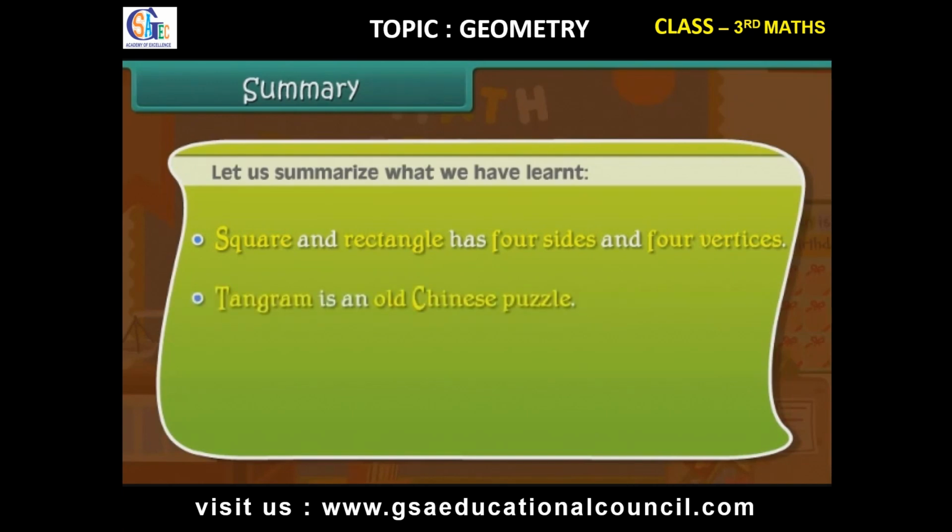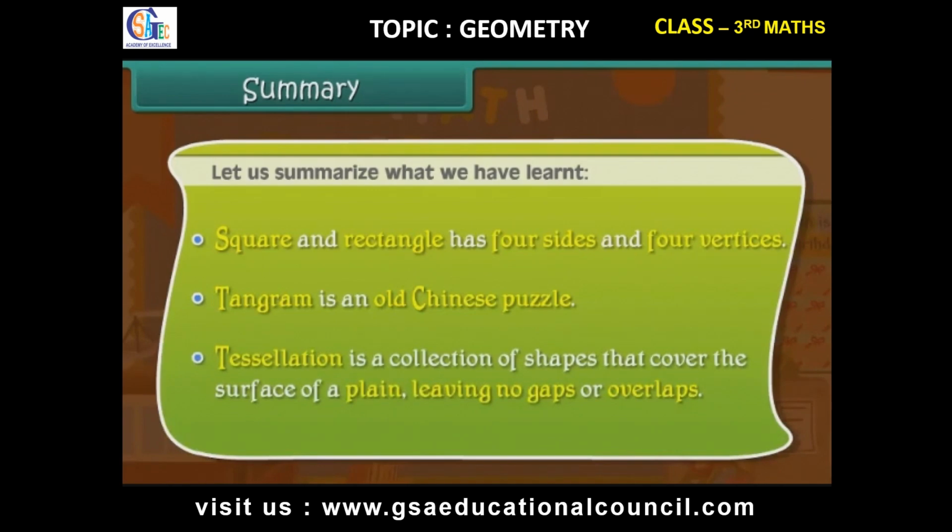Tangram is an old Chinese puzzle. Tessellation is a collection of shapes that cover the surface of a plane, leaving no gaps or overlaps.